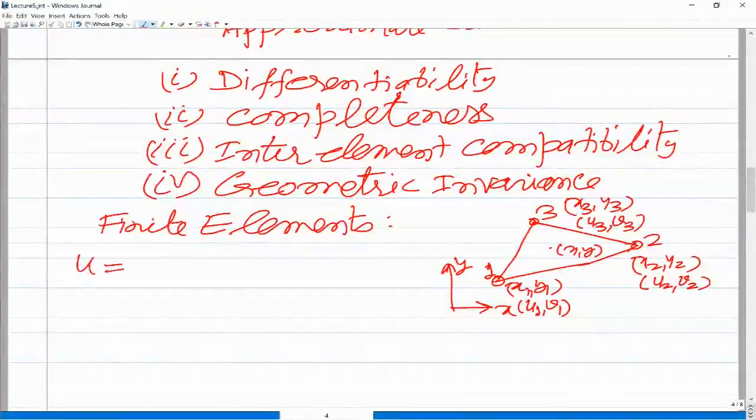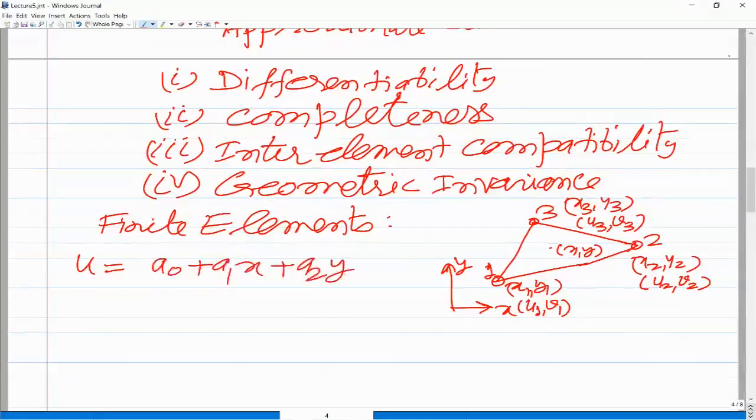This is the simplest thing we can think of, and in this case we will assume the approximate solution u within the element. Now see, in a triangular element, we look at the differentiability requirement. Differentiability means, as per the integral functional, u and v should be differentiable at least once. So we should have a linear term in x and y, and if we have linear, a constant should be there from the completeness requirement point of view. So we can have this as a0 plus a1x plus a2y.